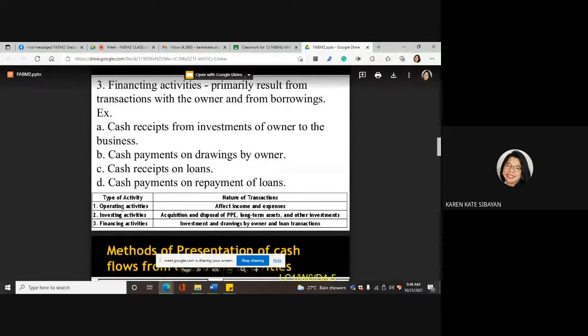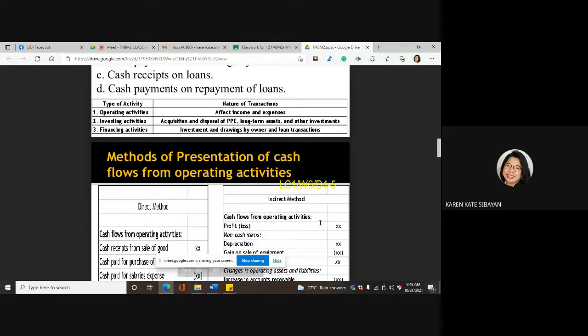So ulitin ko yung mga type of activity. It can be operating, investing, and financing activities. Nature of transaction affect income and expenses. Ito lagi niyong tatandaan. Investing, acquisition and disposal, long-term assets, and of course, other investments. Dito naman sa financing, investment and withdrawal of the owner, and of course, loan transactions.